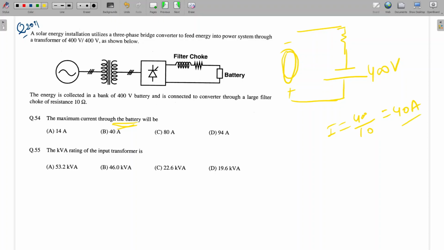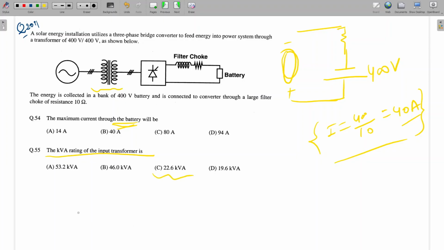I think all of you know this question. This is familiar. I think maybe you have solved it previously. So this is 40 ampere. Is it clear to all? Okay. So what is the kVA rating of the input transformer? So the input side one transformer is given. So 22.6 kVA, sir. This is the answer. Okay, correct only.